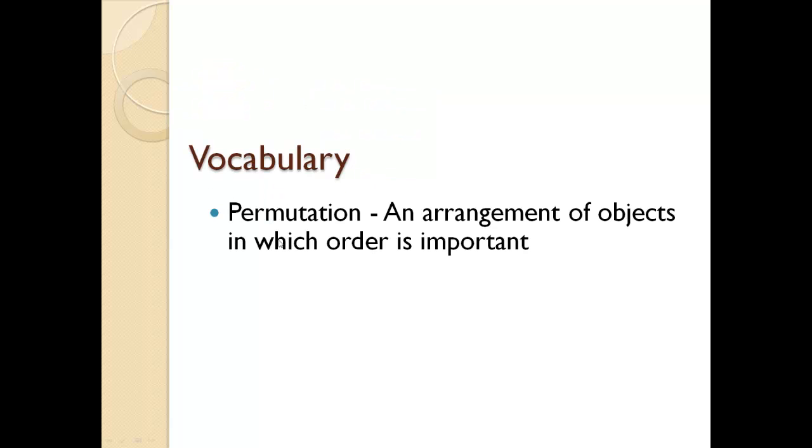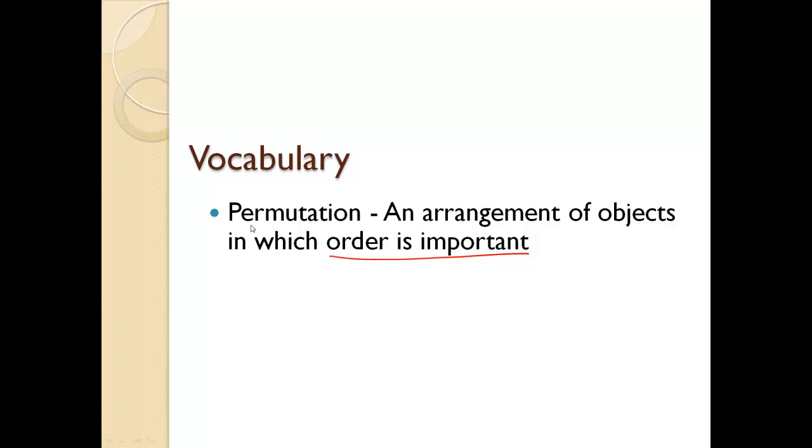A permutation is an arrangement of objects in which order is important. I want you to make special note of that, because this differentiates it from something that we're going to be covering a little bit later on. So if you're going to make a note to yourself about vocabulary, just make a note that says permutation. Order is important. Big, bold letters, underline it, do whatever you need to do.